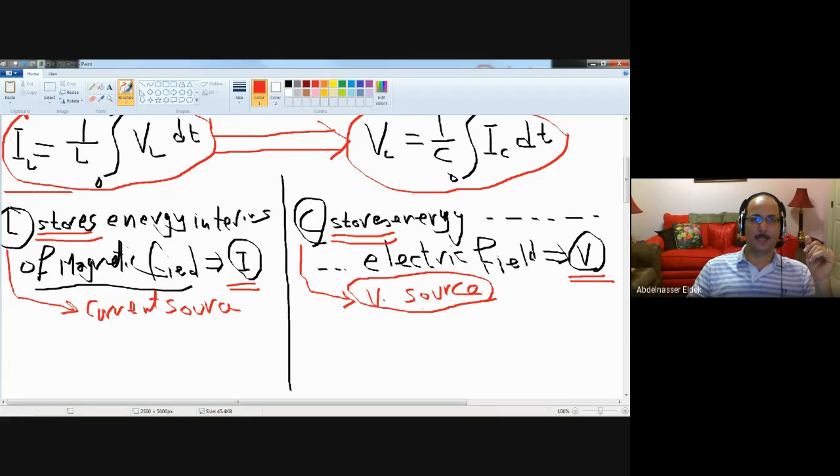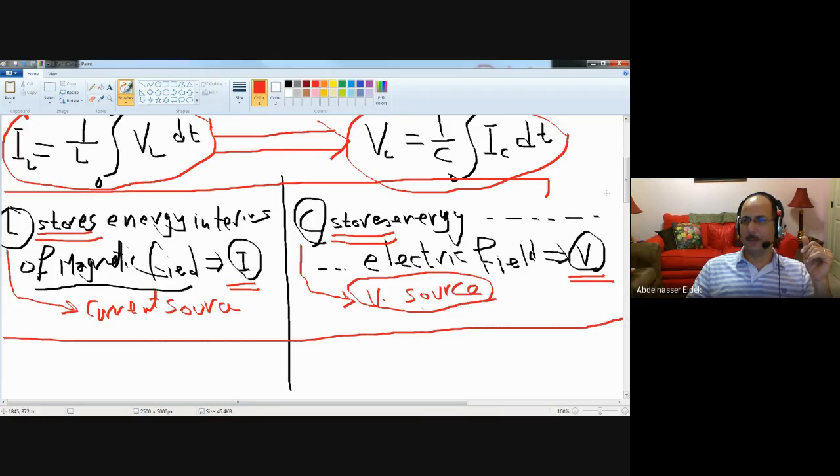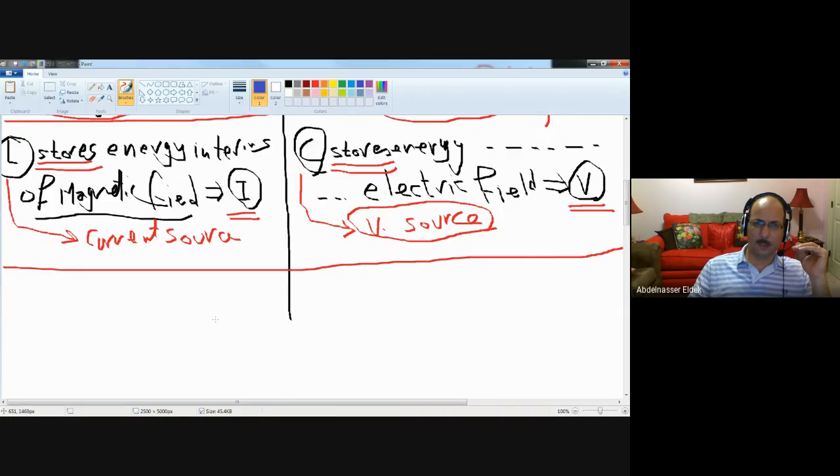Okay. So this is the second thing that you need to know about inductor and capacitor. First is the relation between voltage and current. Second is the behavior of the inductor and capacitor. The inductor stores energy in terms of magnetic field, which is related to the current, so it is storing current or acts as a current source. The capacitor stores energy in terms of electric field, which is voltage, so it stores voltage and acts as a voltage source.